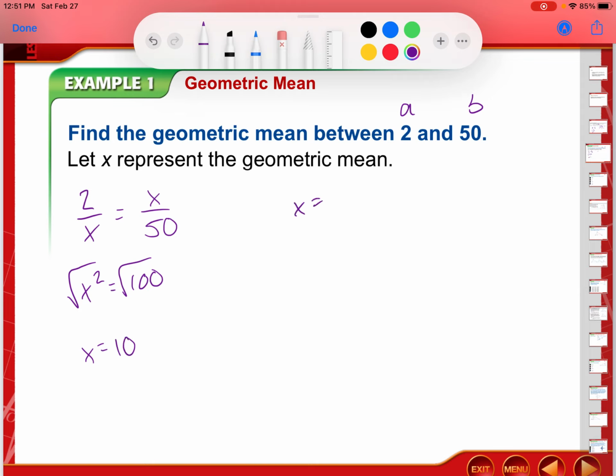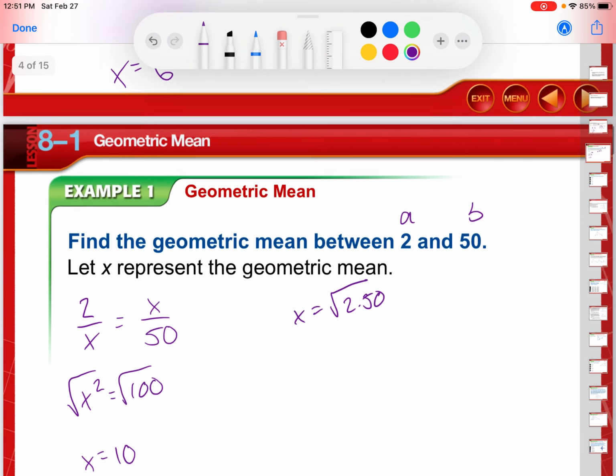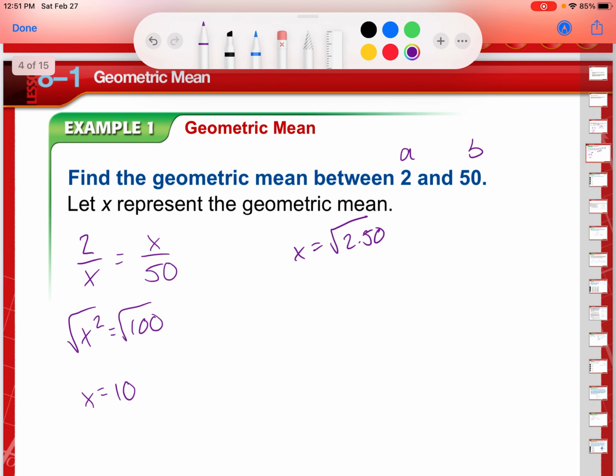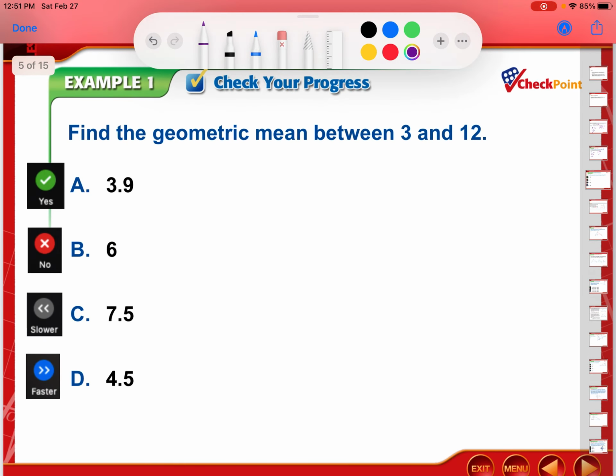Or we could have just started off and said, okay, x is going to equal the square root of 2 times 50. 2 times 50 is 100. Square root of 100 is 10. My hand's already hitting the side of this, which is a good sign for today. And that is 2 times 50, not 2.50. So we would get x equals 10. In both cases, it's really whichever way you're more comfortable with. That's how you should operate this.